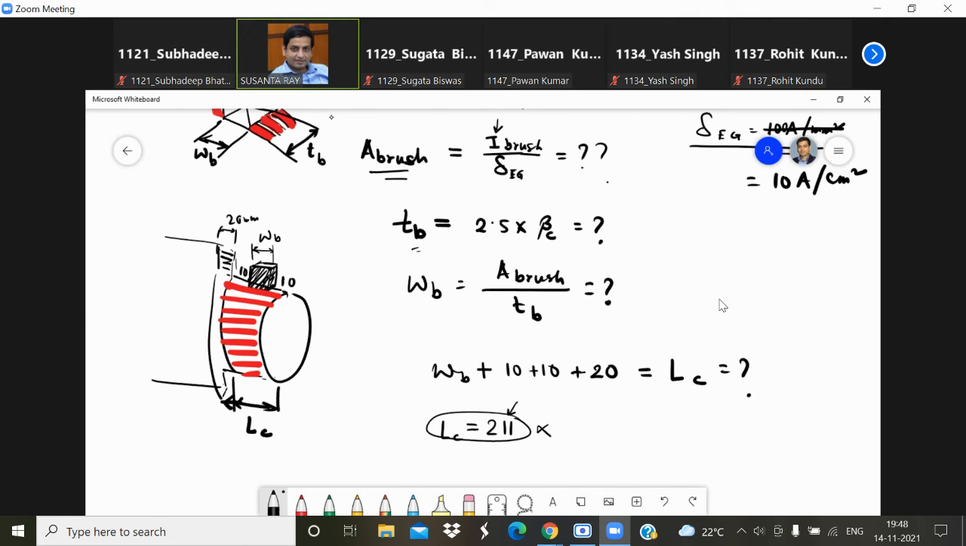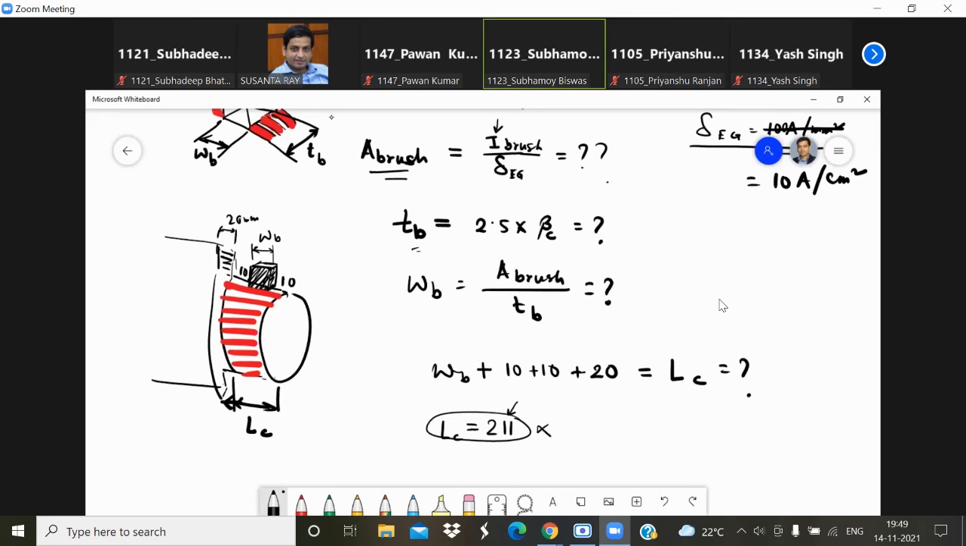What is the value of L, the main dimension? You check that. Sir, for 50 kilowatt, I am getting LC as 140.34 mm. Is it right? 140. Yes, sir. That is also large for a 50 kilowatt machine. It is quite large, 140 mm.